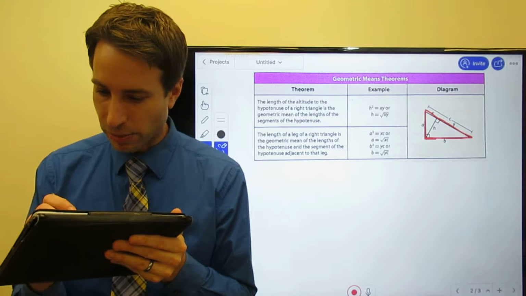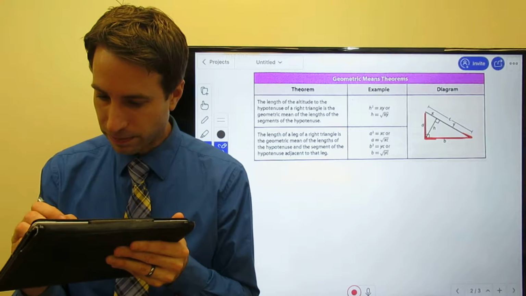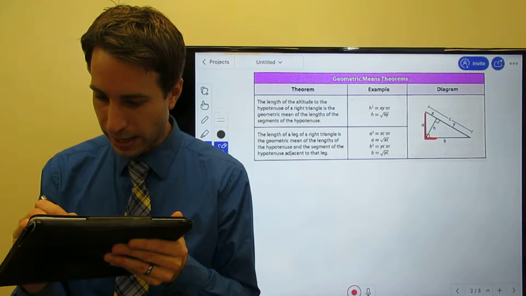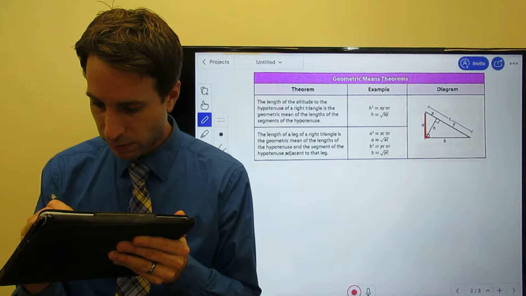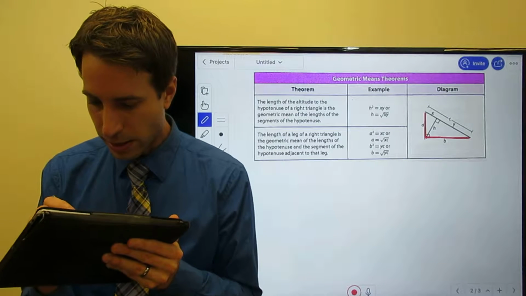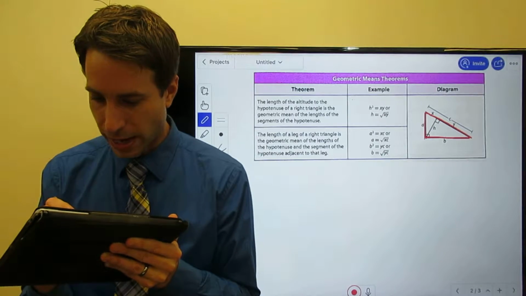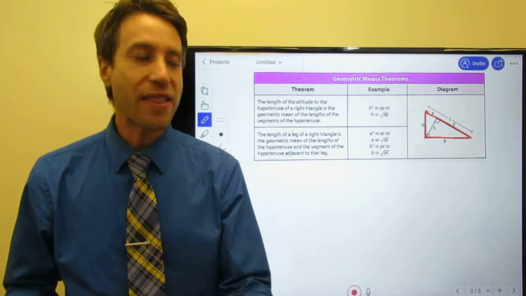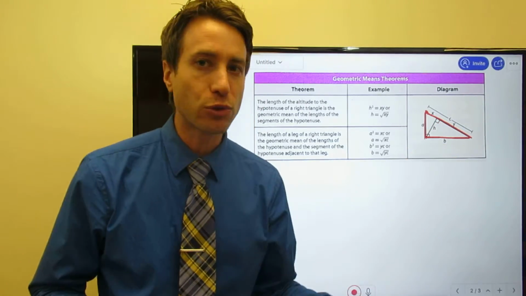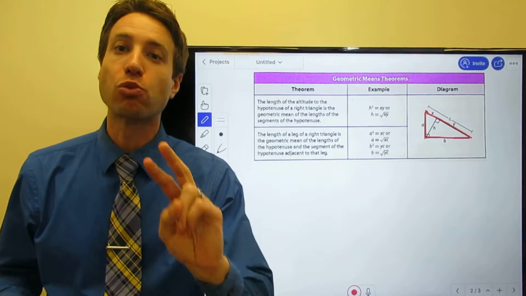Actually, let me fix that a little bit because I ran over top of my x and you can't really see it. So let me do a little bit better than what I did. Okay, so there's my bigger triangle in red. That's my large triangle. What I then do is I drop in an altitude and it splits that larger triangle into two smaller right triangles.